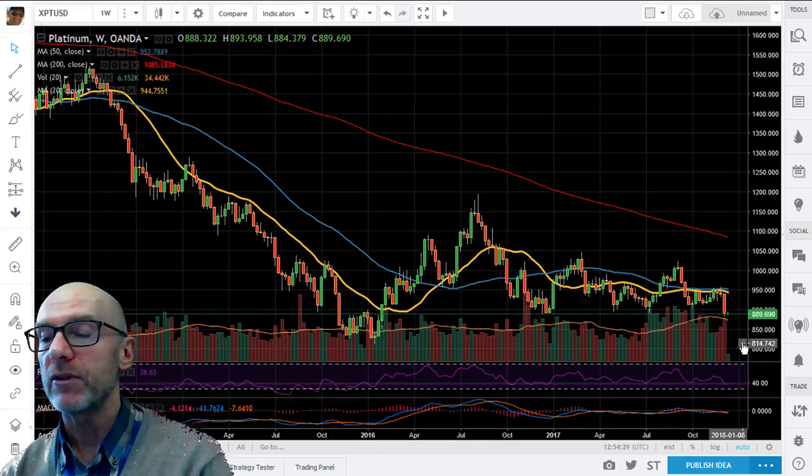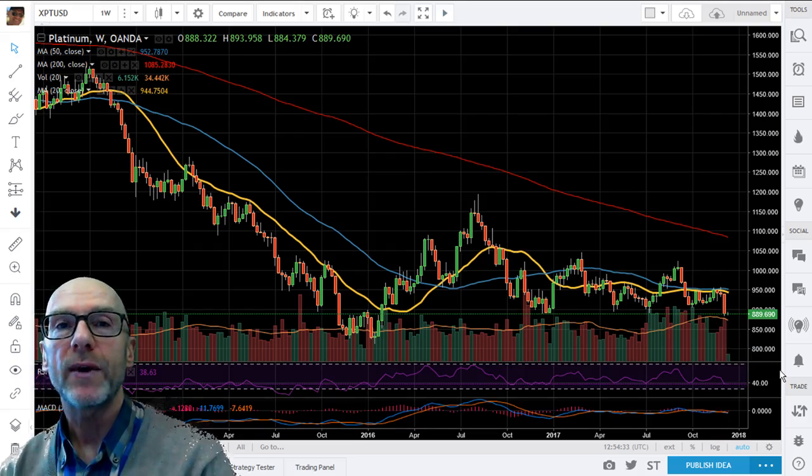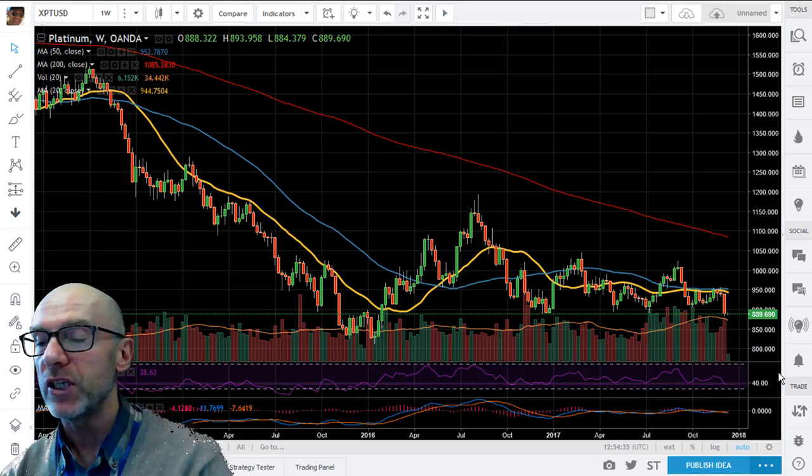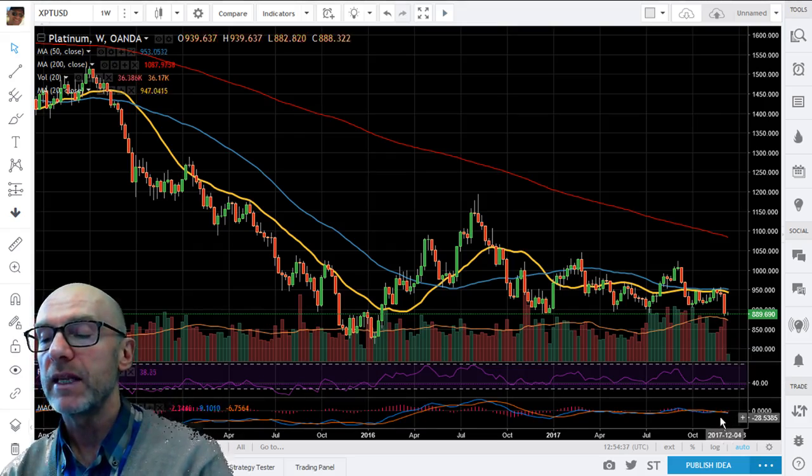Momentum, obviously, given the fall that we've had the last 3 weeks, is negative. RSI is now down at 38.63, and the MACD has rolled over. They're below zero and are looking like they're indicating negative momentum as well.